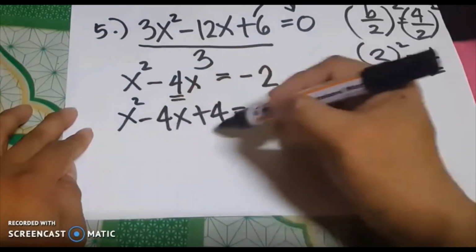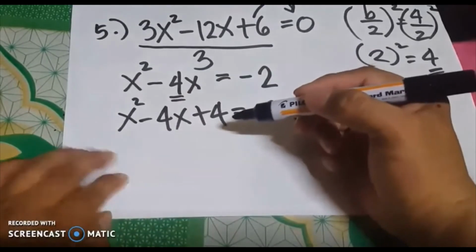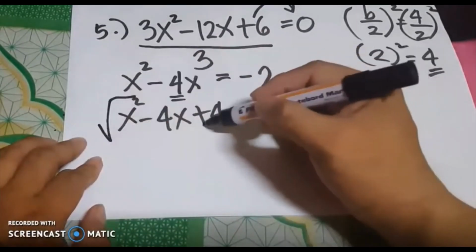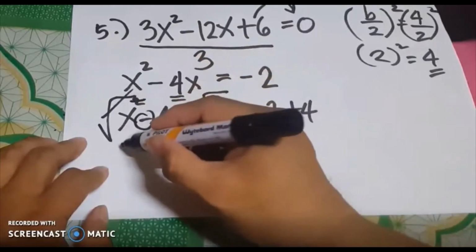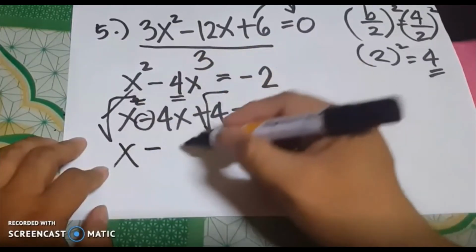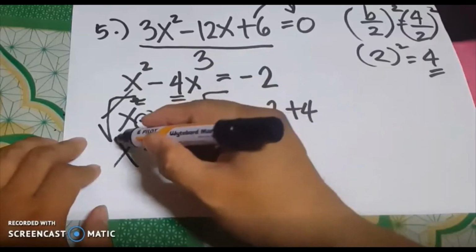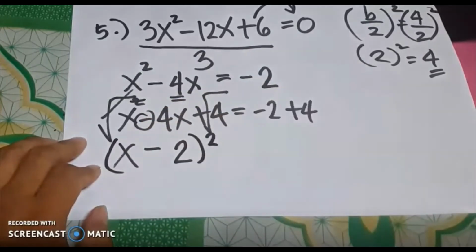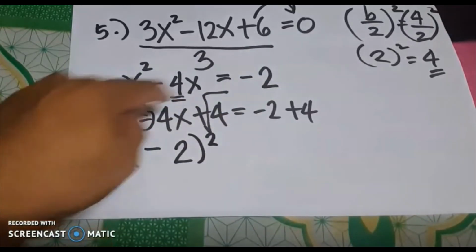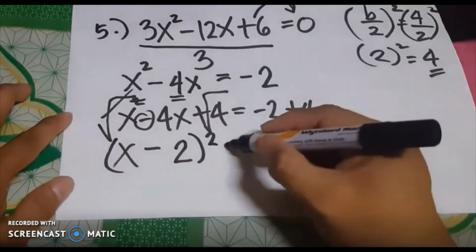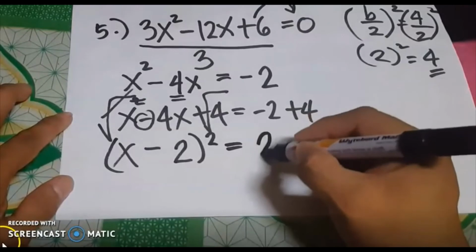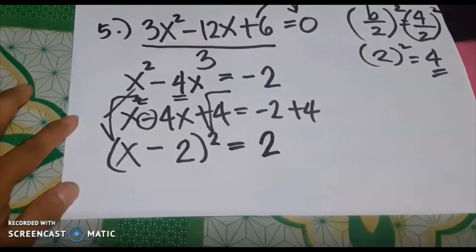So get the factors of this left side because it's already a perfect square trinomial. So get the square root and the operation. So cancel that square root sign. We do have here x minus 2 quantity squared, with x minus, square root of x squared ay x, square root of 4 ay 2. The operation of the middle is minus. So it will be equal to negative 2 plus 4. That would be positive 2.